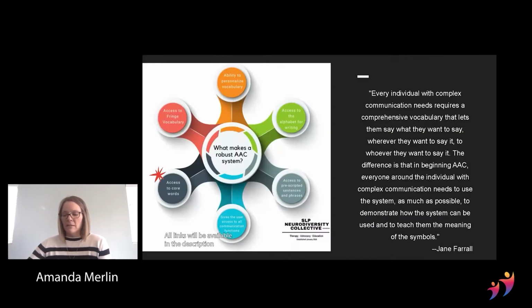When we look at high-tech, or what makes an AAC system robust, we want to make sure that any system we're offering has some of these options or the majority of these options. We want to make sure that it's meeting an individual's needs where they're at right now, and that it's going to grow with them and meet them where they're going on their journey. The AAC journey, it's a journey. We're not going to hand you a device and you're going to be a competent communicator.